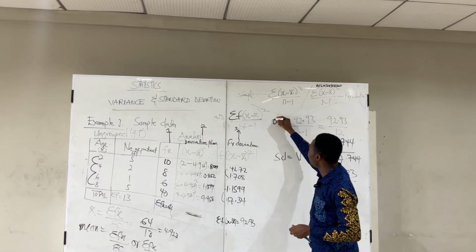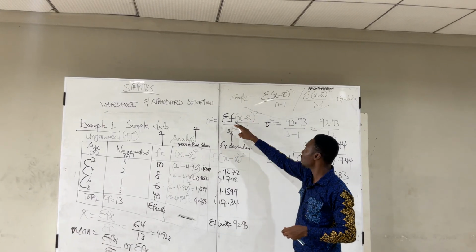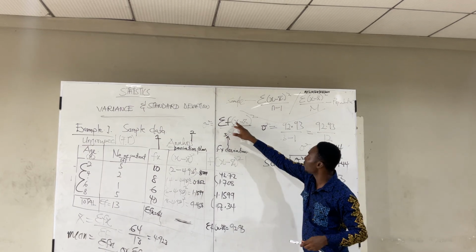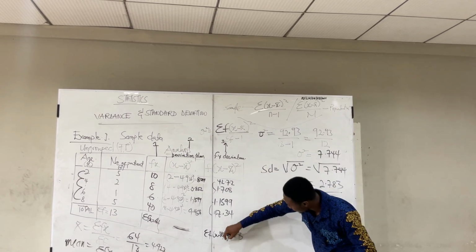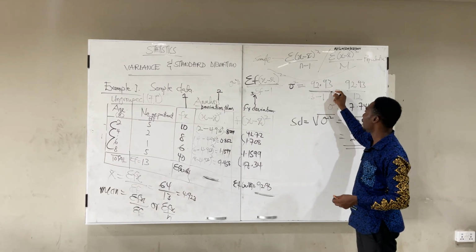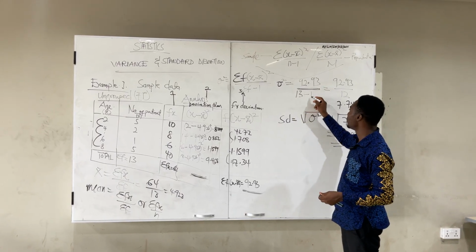The variance formula says the sum of f of x minus the mean, close the bracket, all squared, all over sum of f minus 1. Now the sum of f times x minus the mean squared is what we have over here. This is it. Then you write it over here like this. Then you have 13 minus 1.